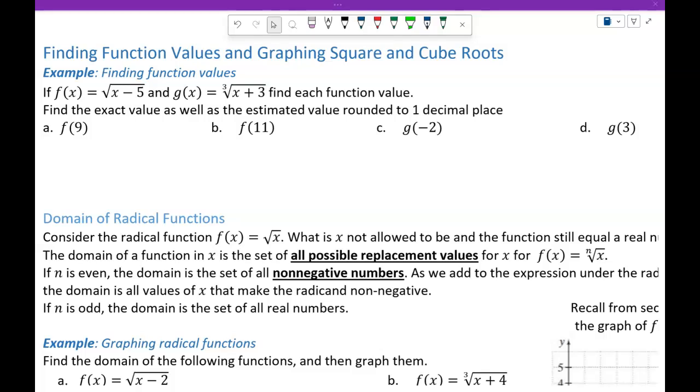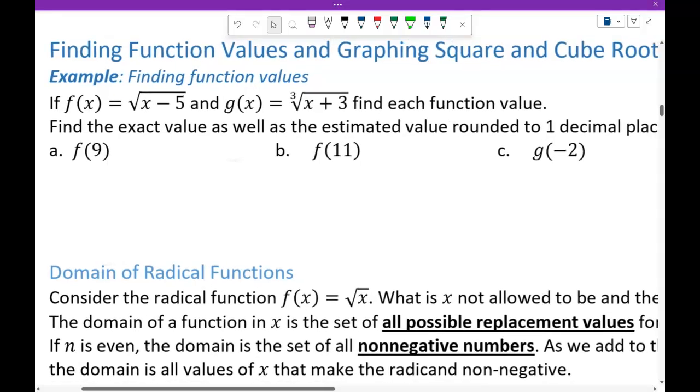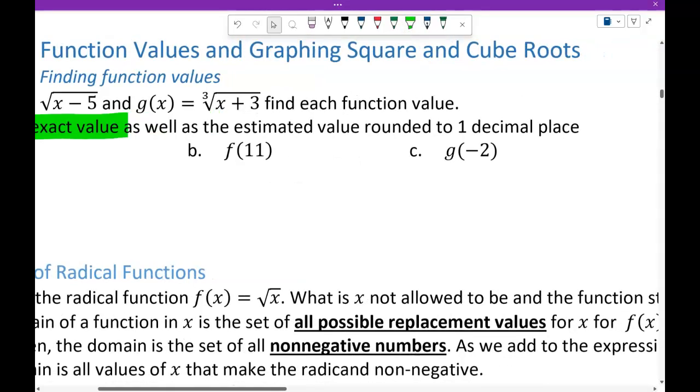The last thing we're going to take a look at is finding function values and graphing square and cube root functions. So again, recall with our function values, when we're evaluating something like f of 9 or f of 11, those just become replacement values for x, or whatever our independent variable is. And so we can evaluate the function.